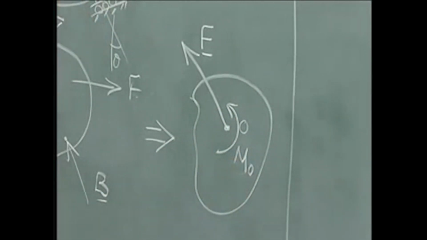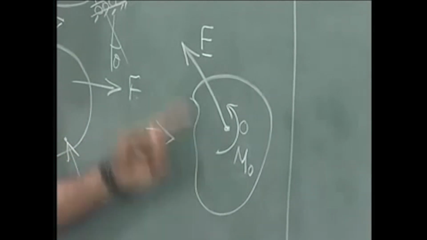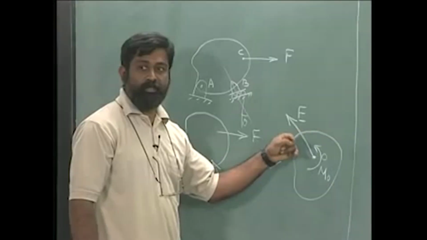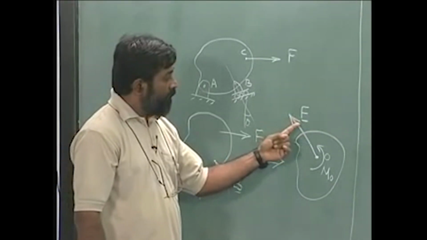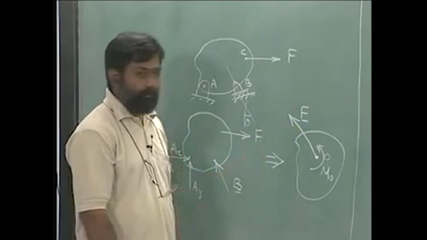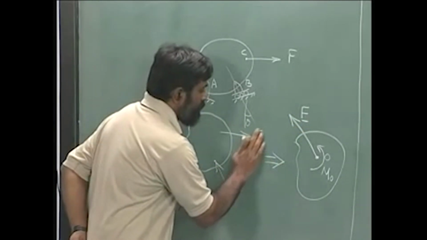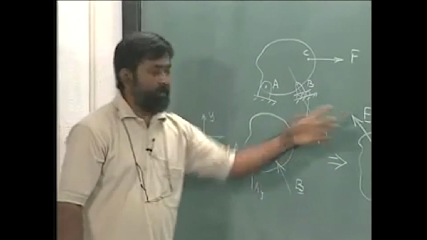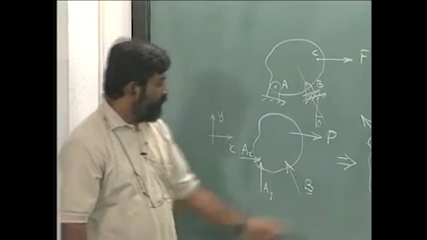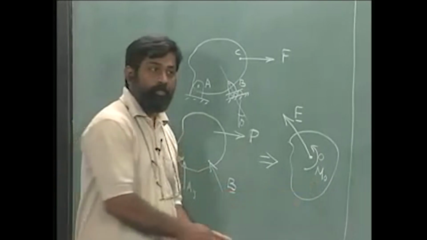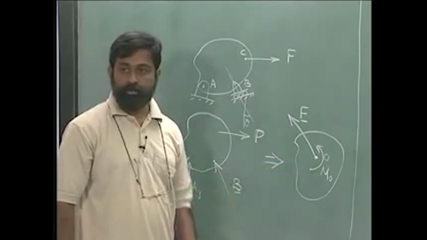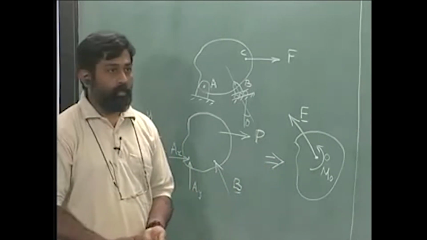And a moment M at O. If this is stationary, the force should be equal to 0, the vector itself should be equal to 0, or Fx, Fy should be equal to 0. Let me just change this to P so that we do not confuse between this F and that F. And this M naught, which is the moment about an axis that is coming out, is also equal to 0, alright.